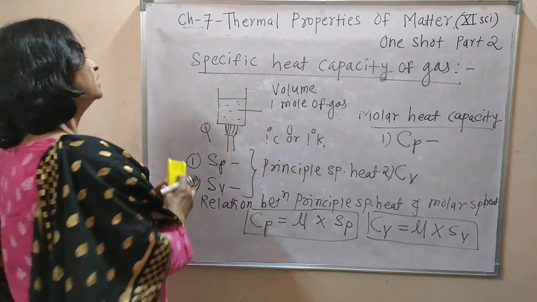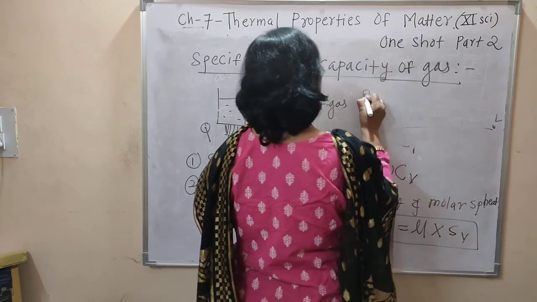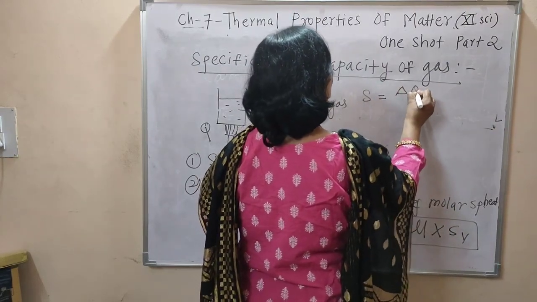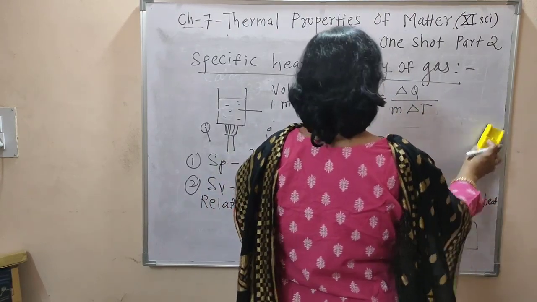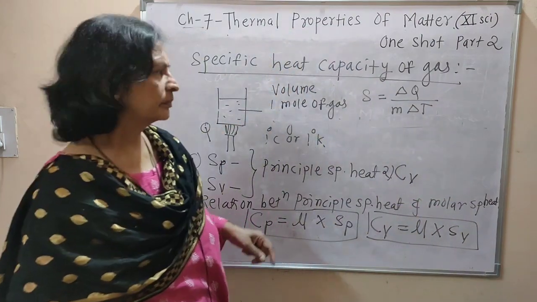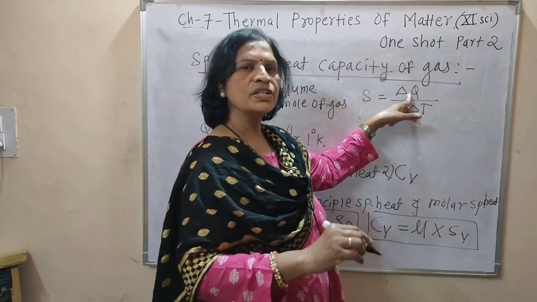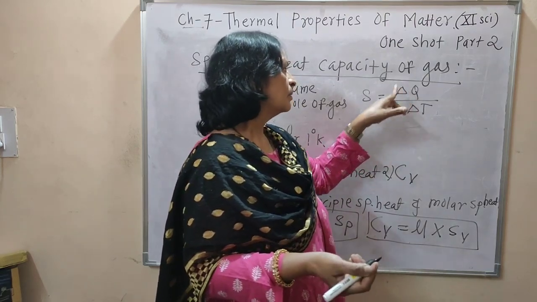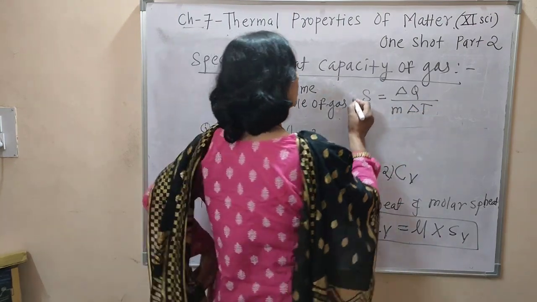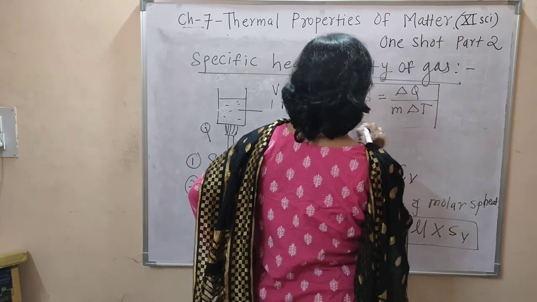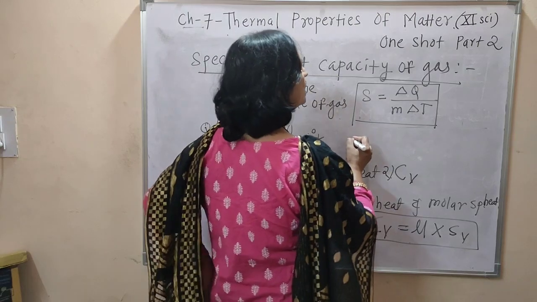And the formula for specific heat capacity is S equal to delta Q divided by M into delta T. This is nothing but the heat required to raise the temperature through 1 degree Celsius per unit mass, per unit rise in temperature, and therefore this is the formula for specific heat capacity, and from this formula we can calculate its SI unit and CGS unit.